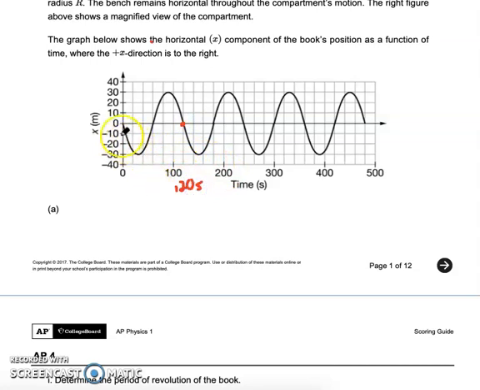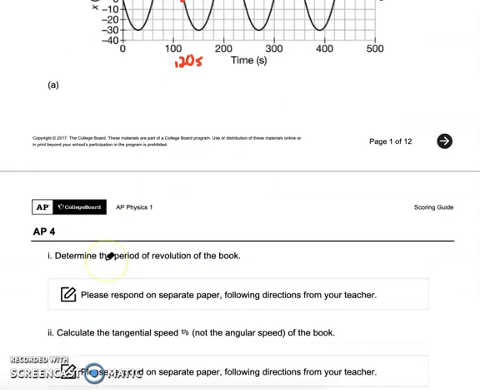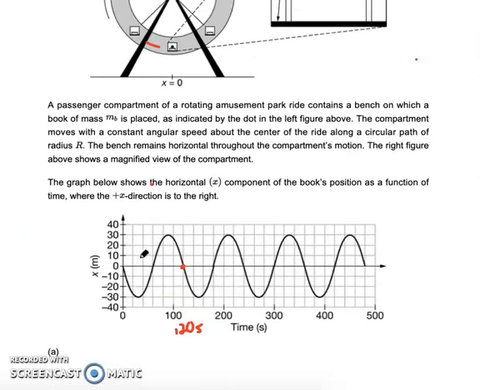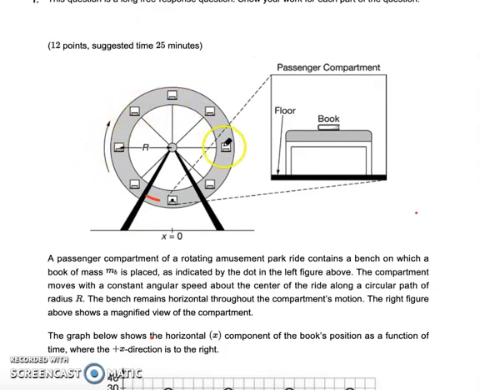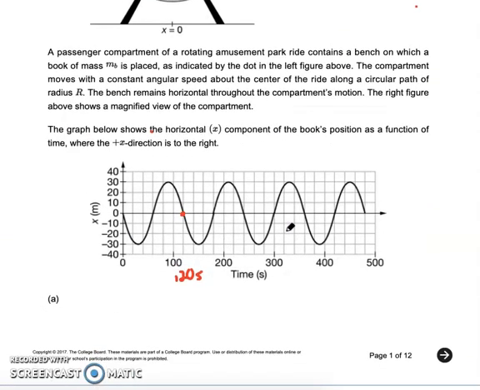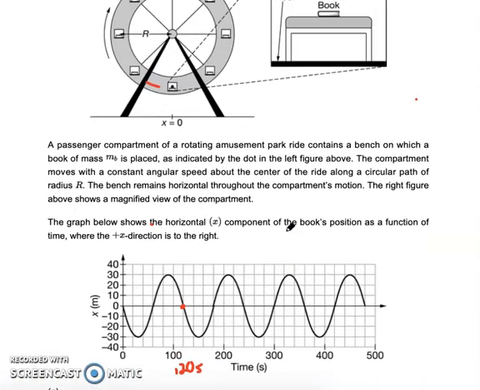Next question asks, what's the maximum horizontal speed? I'm pretty sure that's what they ask. Okay, so they don't have speed on that graph. Calculate the tangential speed, not the angular, okay? So we're not worried about theta in terms of radians per second. We want to know the tangential speed. All right, well, that's circular motion. In other words, it's always moving the same speed at any given instant. So this is really a kinematics problem.